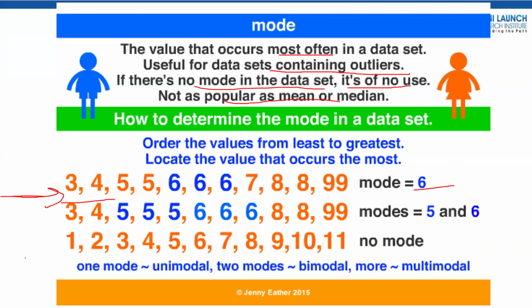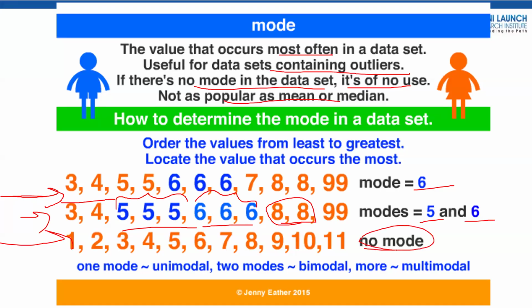For example, in the second line, number 5 is repeating 3 times, number 6 is repeating 3 times, but 8 is repeating only 2 times. However, 5 and 6 are repeating 3 times. So you have two modes in this case, 5 and 6. That is called bimodal. And if you don't have any mode, it is called no mode. But such data is a waste if you don't have any mode.